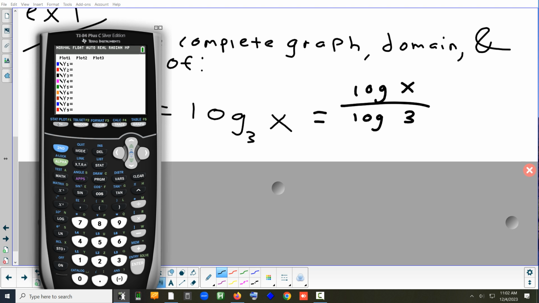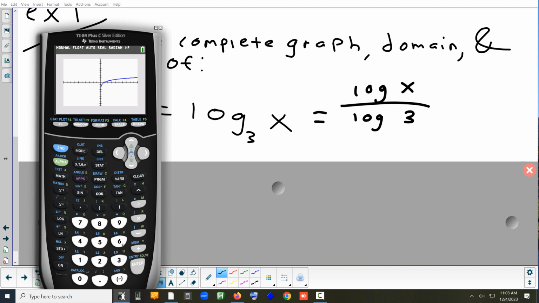Okay, the biggest thing that can mess you up is when you press the log button, it opens a parenthesis for you. You're responsible for closing it. So we got log x divided by log 3. It's very important you close the first one, not as important you close the one at the end because nothing else is coming after it. So there's our sketch.